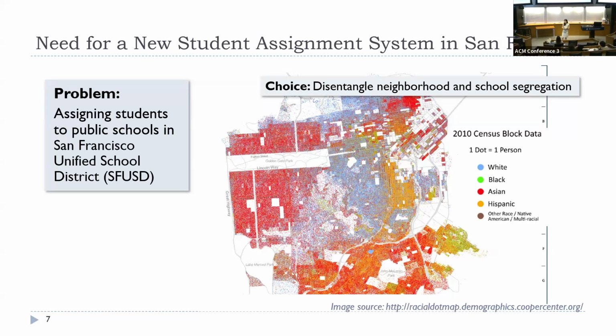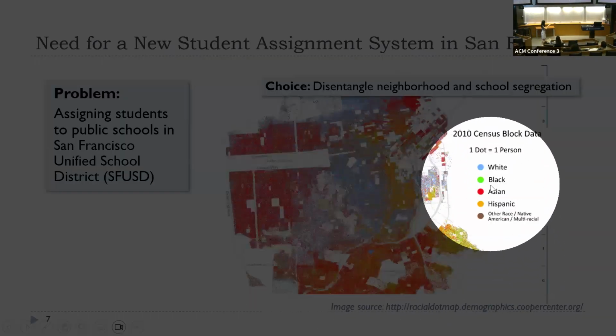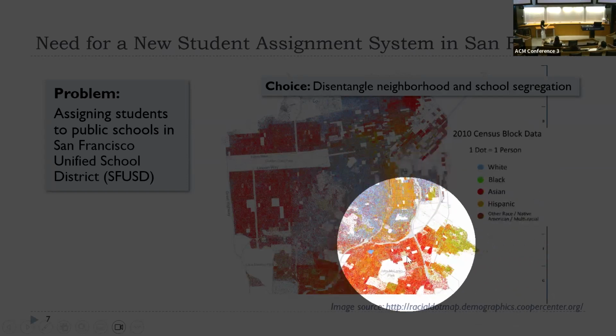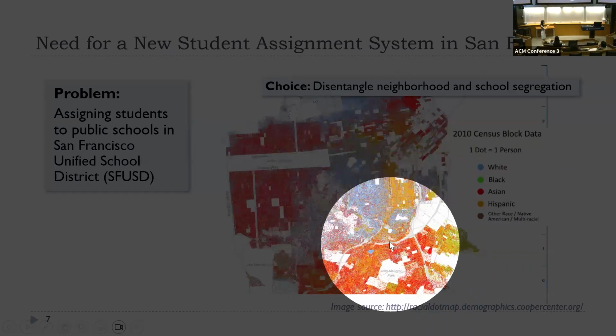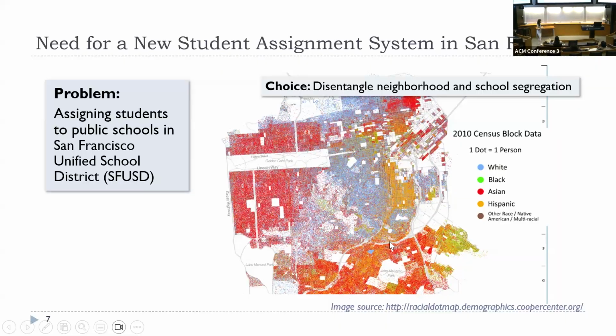Okay, just to show you visually what the neighborhood segregation looks like in San Francisco, here is a dot map from the 2010 census that shows the race and ethnicity of families who live in the district. And you can see sort of clear geographic patterns. One that I like to point out is that the Black families, they comprise just 5 to 6% of the school-going population. You can see they're super concentrated in the southeast of the district.